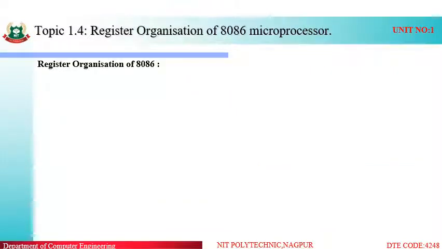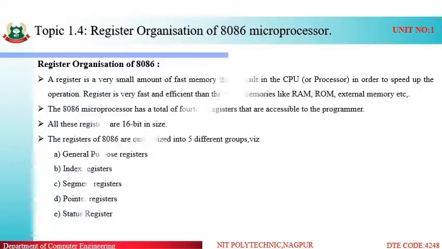So coming to register organization of 8086. What is a register? A register is a very small amount of fast memory. It is also called a buffer. It is a very small amount of memory that is built into the processor.